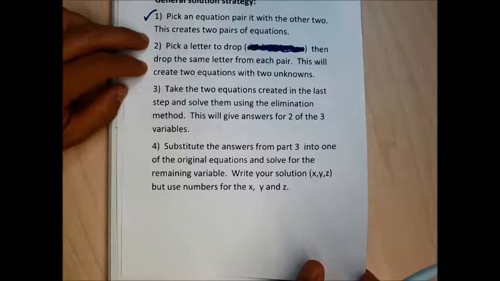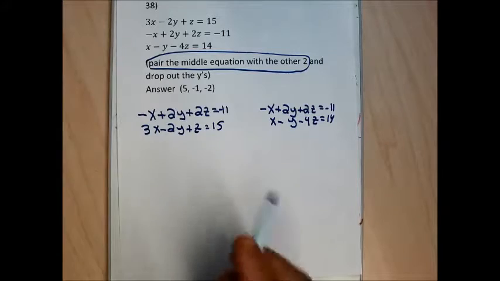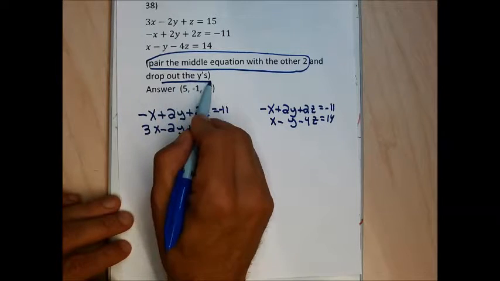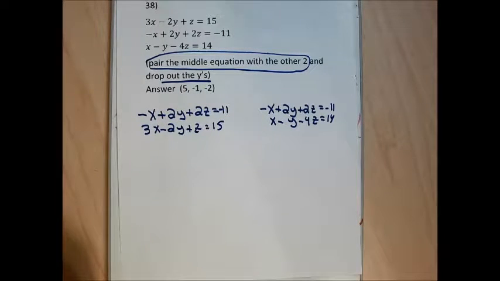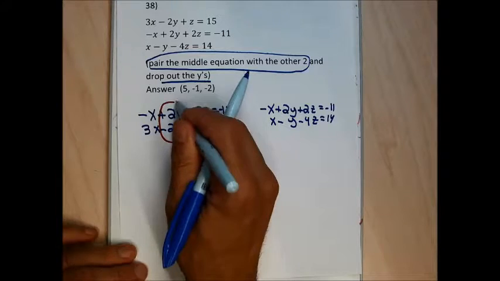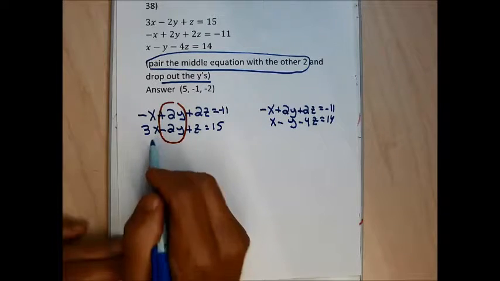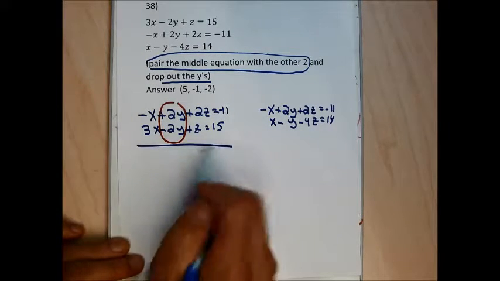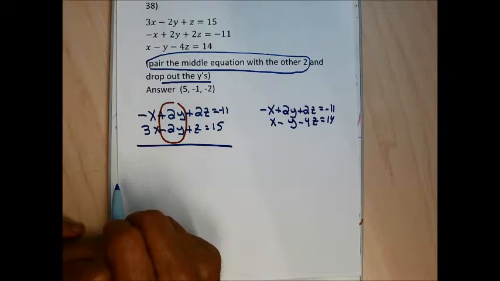I'm going to move on and do my step 2 now. I decided I'm going to drop out the y's. The reason I'm going to drop out the y's is because they're easy to drop out. For the first pair of equations, if I just add the equations together, the y's are going to drop out because they have the same numbers in front of them with opposite signs. So I'm going to just combine these 2 rows together.